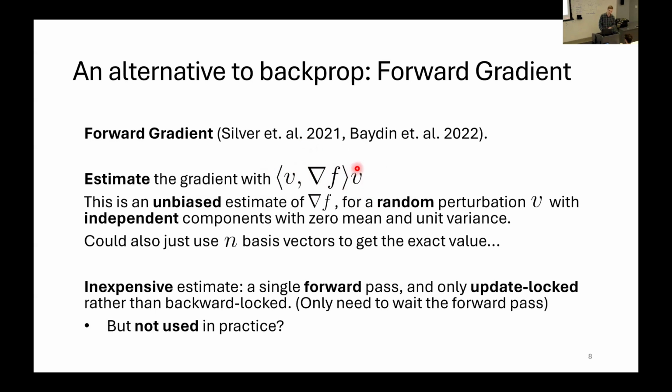Because we just have a scalar, which doesn't give a lot of information, we would like to have a gradient, like the full gradient. This is our estimate of the gradient. So this is actually just a projection of the gradient along the direction.